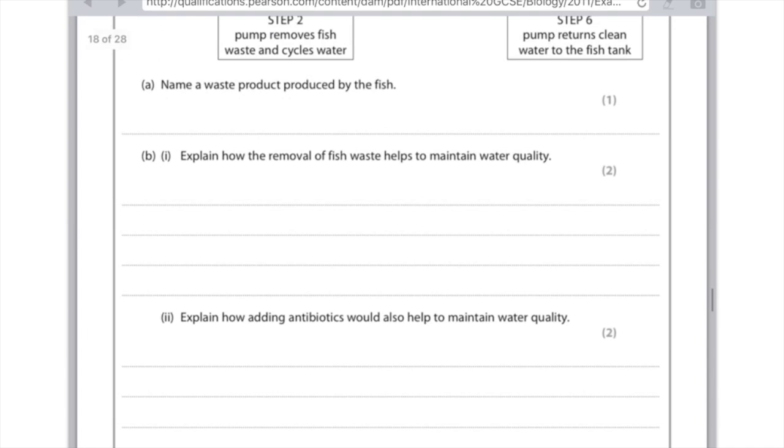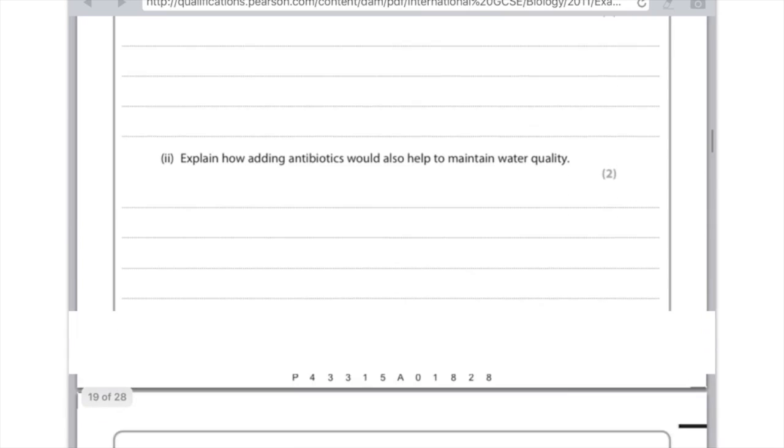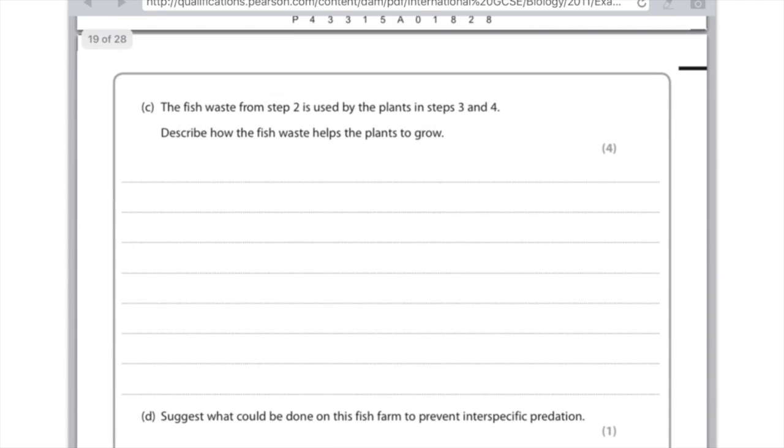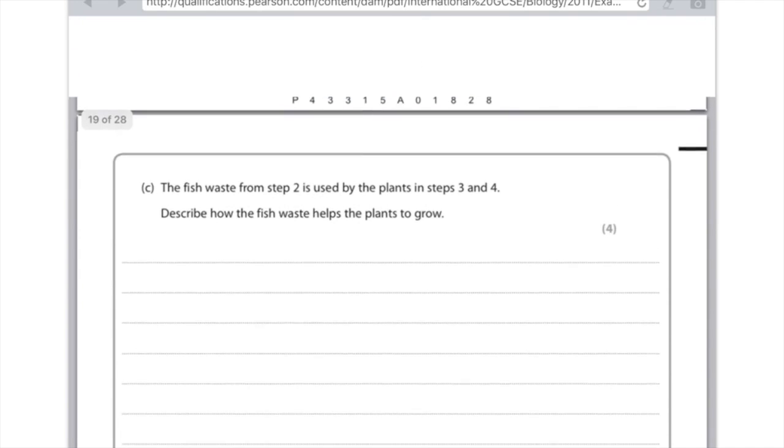Part two, explain how adding antibiotics would also help to maintain water quality. Right, the antibiotics would kill the bacteria present, and that would mean that there'd be less infection or chance of disease in the fish. C, the fish waste from step two is used by the plants in steps 3 and 4. Describe how the fish waste helps the plants to grow.